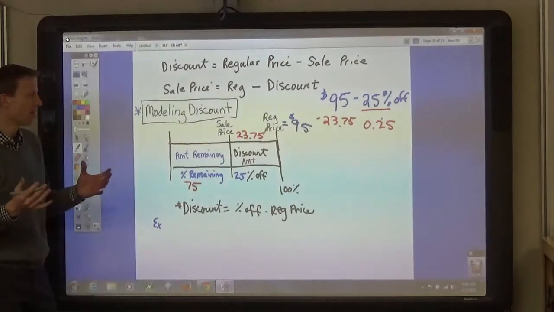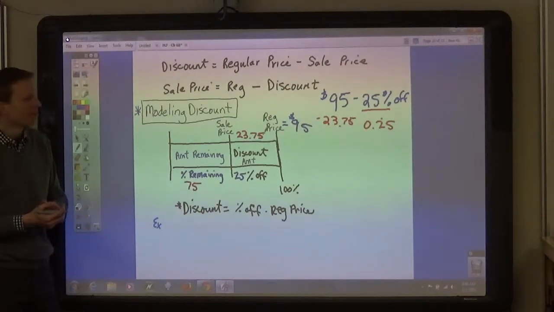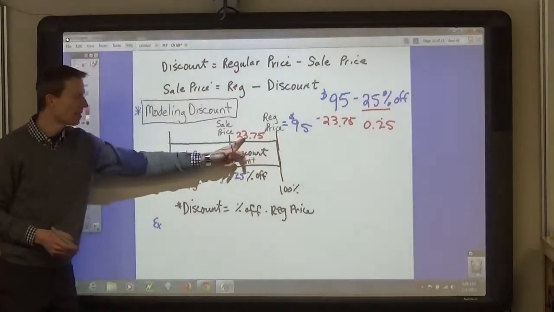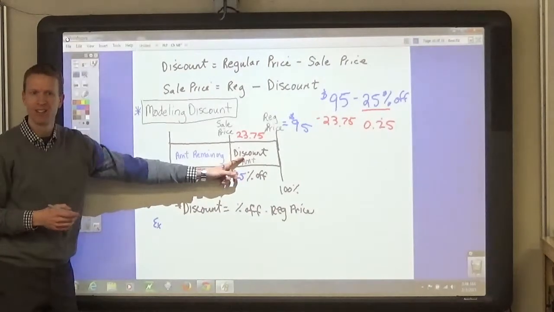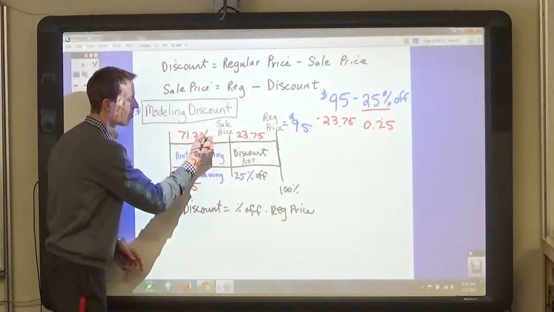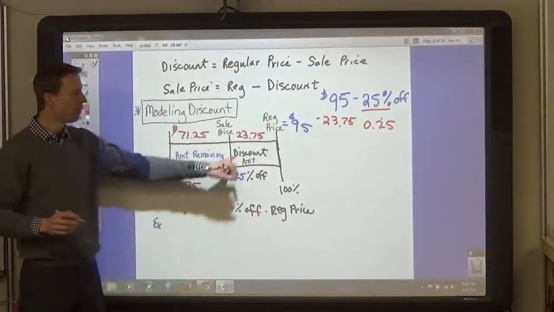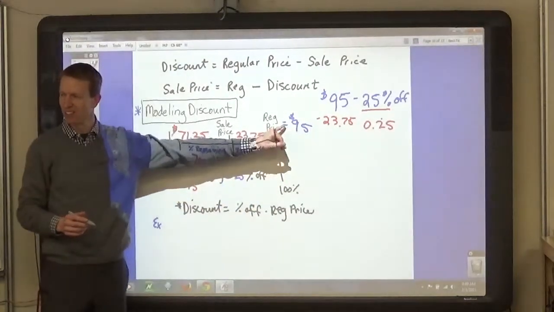Now, how do we find the discount price then? The sale price. John? The regular price, 95, minus the discount, which equals what? $71.25. Yes. Okay. So that's one way to find it. We can find the discount amount and then subtract it from the regular price.